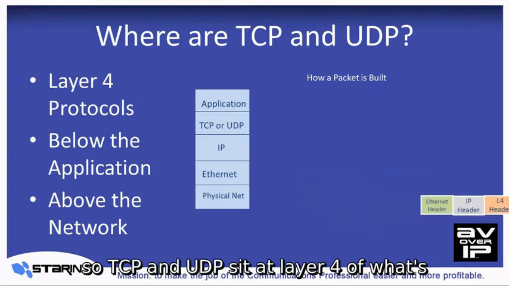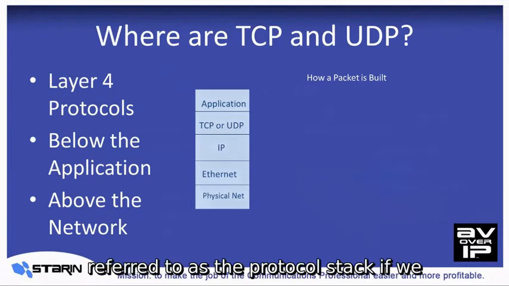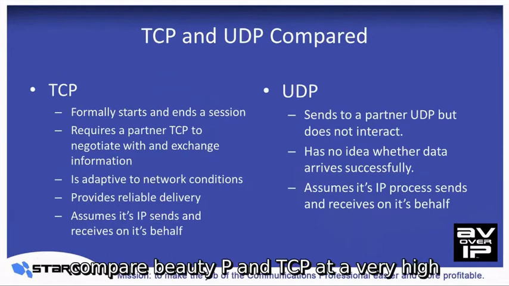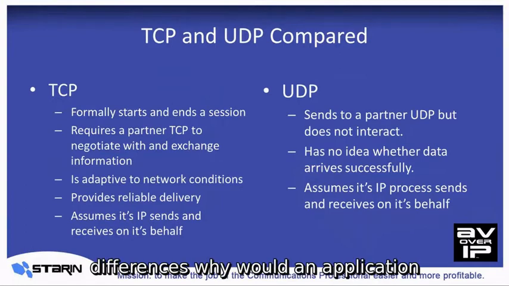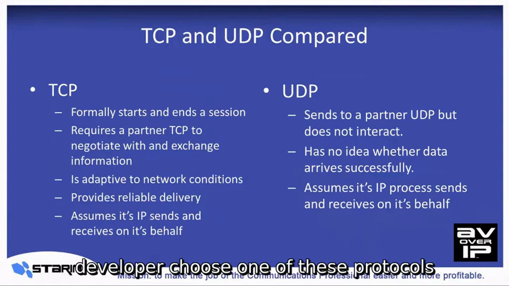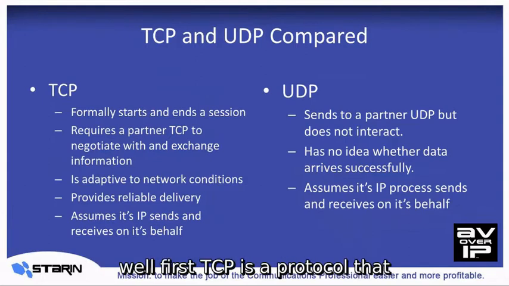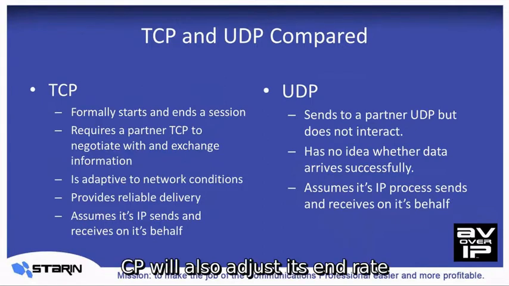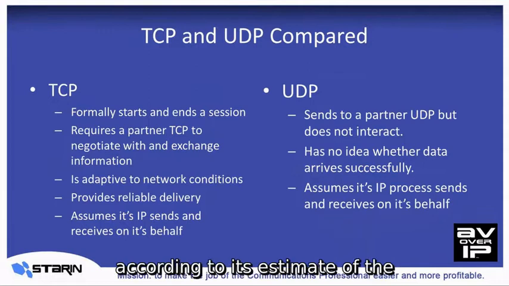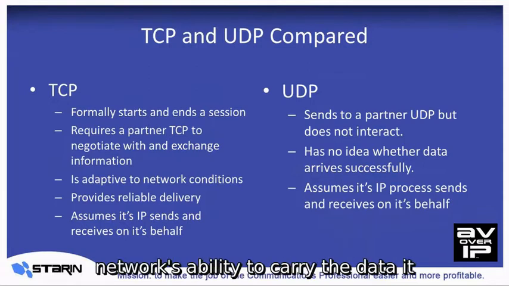So TCP and UDP sit at layer 4 of what's referred to as the protocol stack. If we compare UDP and TCP at a very high level, we can see some important differences. Why would an application developer choose one of these protocols over the other? Well, first, TCP is a protocol that negotiates a formal session with its partner. TCP will also adjust its send rate according to its estimate of the network's ability to carry the data.